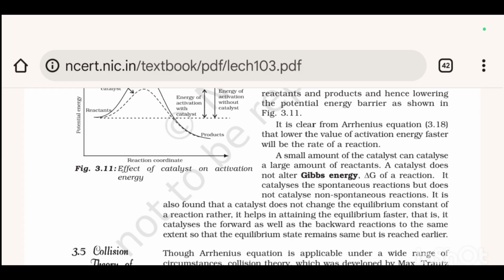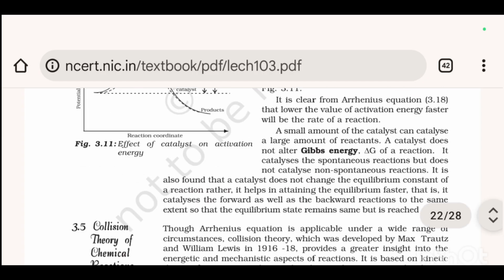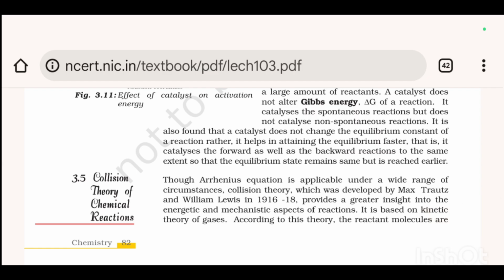That is, it catalyzes the forward as well as the backward reactions to the same extent, so that the equilibrium state remains the same but is reached earlier. Now we shall discuss the collision theory of chemical reactions. Though the Arrhenius equation is applicable under a wide range of circumstances, collision theory, which was developed by Max Trautz and William Lewis in 1916 to 1918, provides a greater insight into the energetic and mechanistic aspects of reactions.